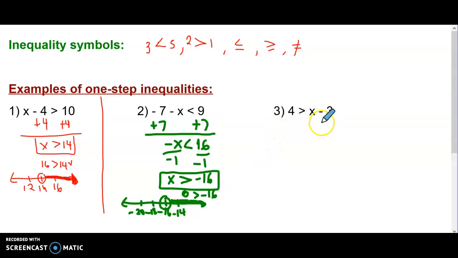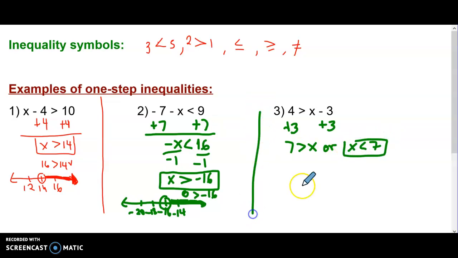Number 3, x by itself, I need to add 3 to both sides. So I'm getting 7 is greater than x. This is a solution, but personally speaking, I don't like when the x is on the other side. I want always the x to be first. So I'm going to flip the entire thing. 7 is greater than x really means that x is less than 7. So there's my answer. Let me go and show it on the number line.